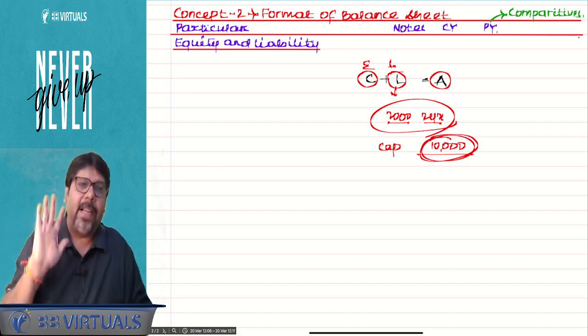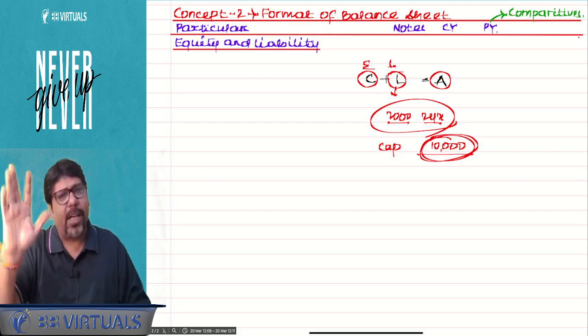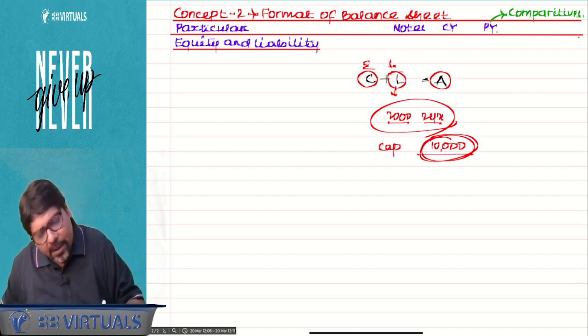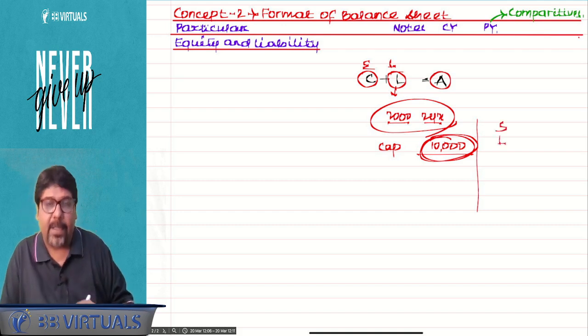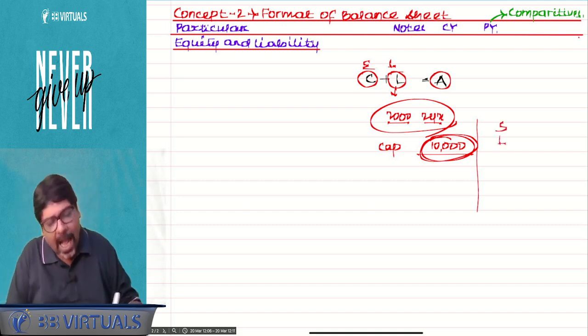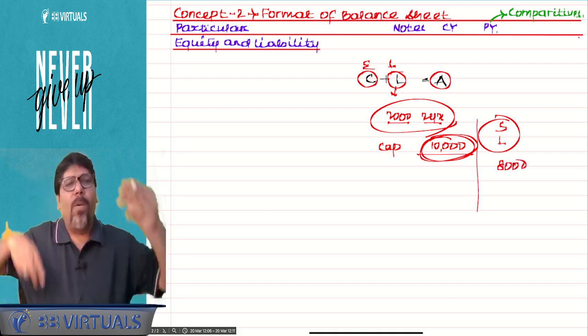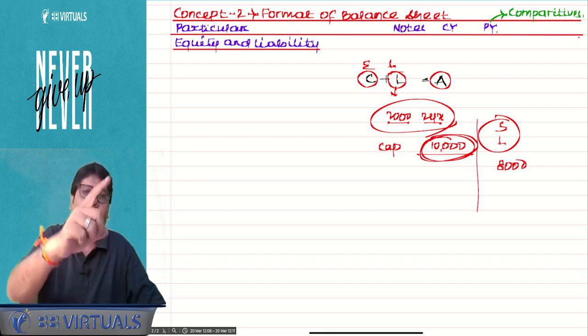The business got liquidated. Business shut down. That's it. Over. If the business got shut down, what will you do? Sir, I will sell the assets, pay off the liabilities. Okay. After that, in the bank only 8,000 was there. How much was there? Only 8,000. Will you pay the entire 10,000 to your capital?